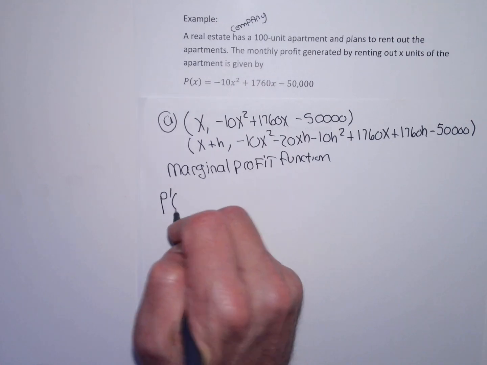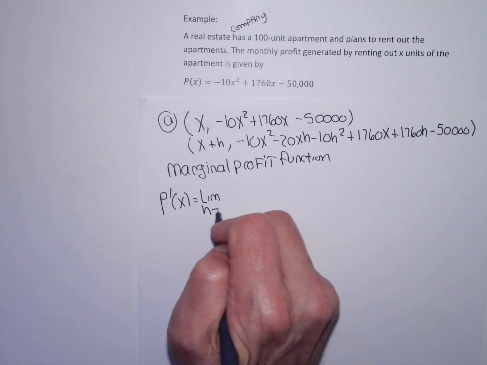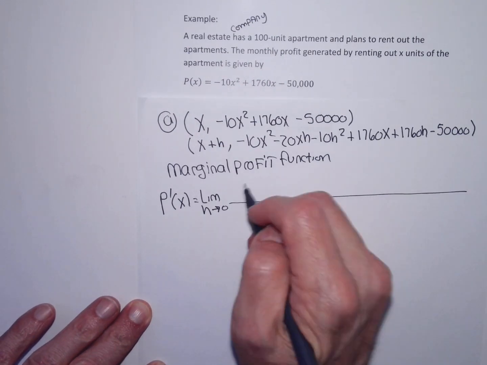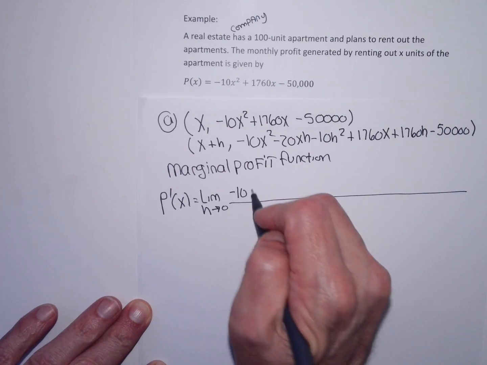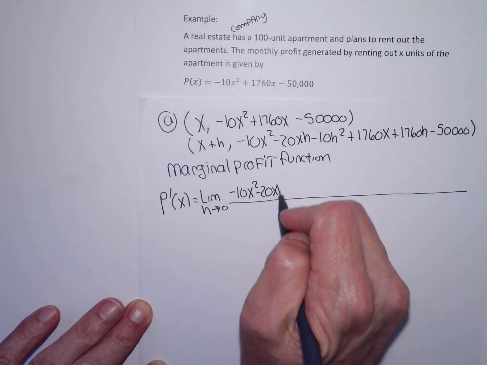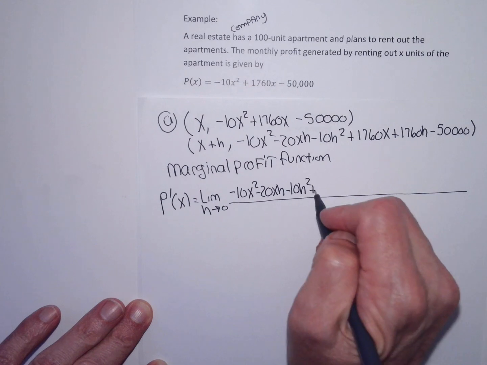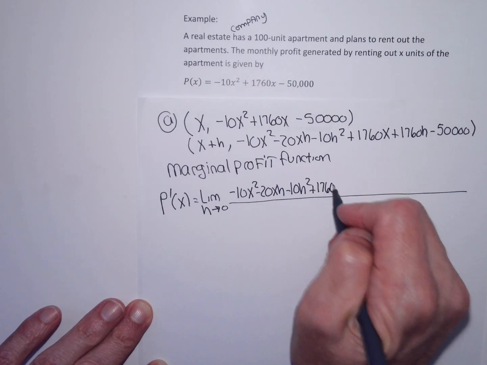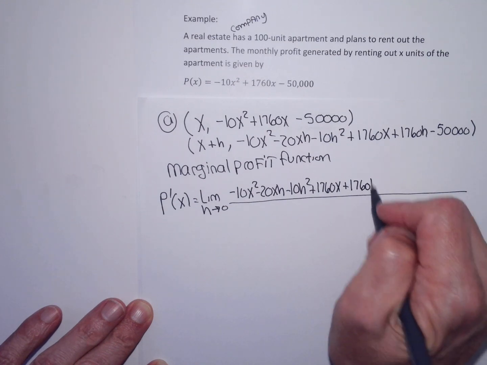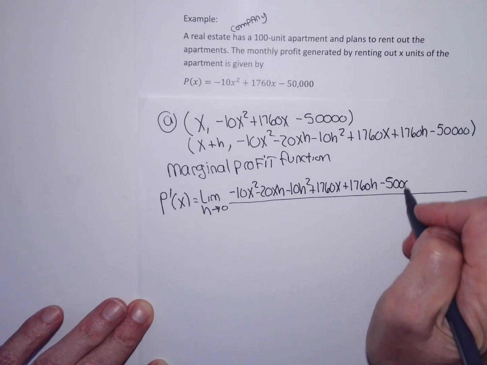So I'll put a little prime to mean derivative. It's going to be the limit as h goes to 0 of y2 minus y1. y2 is negative 10x squared minus 20xh minus 10h squared plus 1760x plus 1760h minus 50,000. And now I'm going to be efficient.